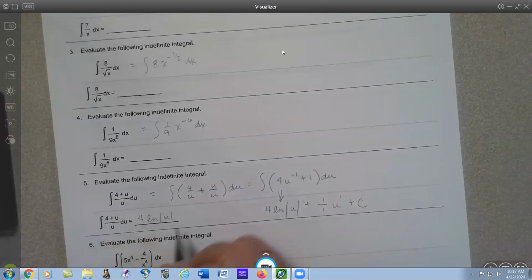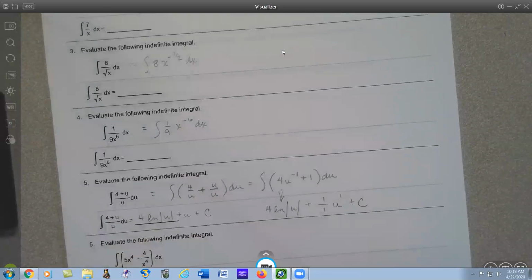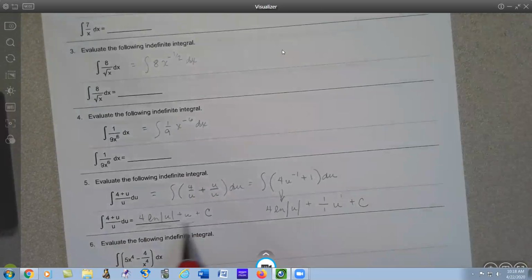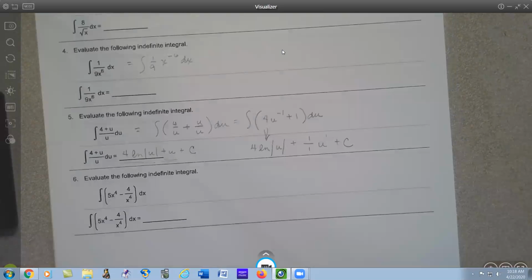Please remember the C, because my math lab will count it wrong. If you have this part and this part, you will get credit. But to get full credit, remember you add that constant of integration. So do any of these catch your eye? You want to look at? No.